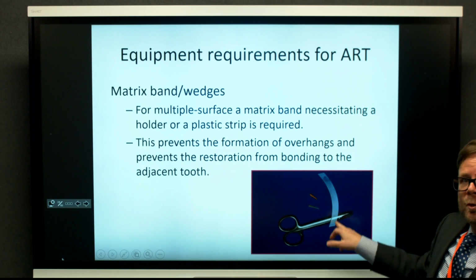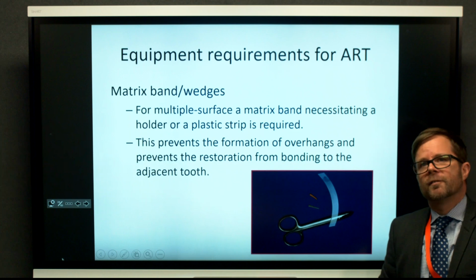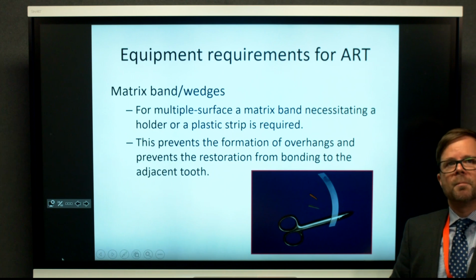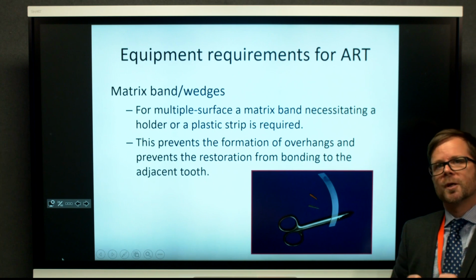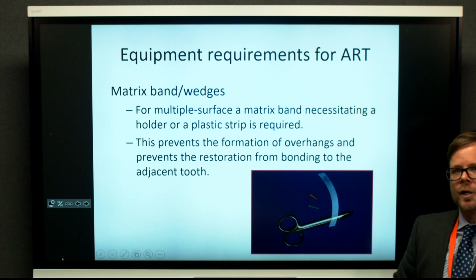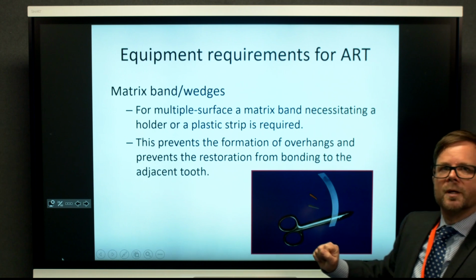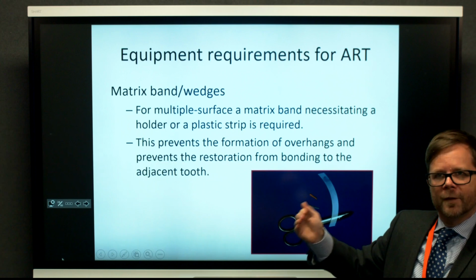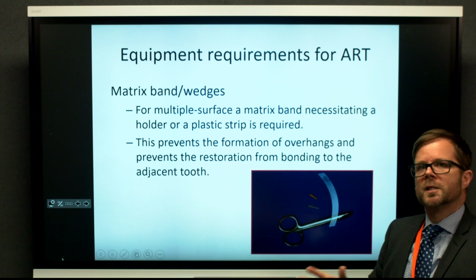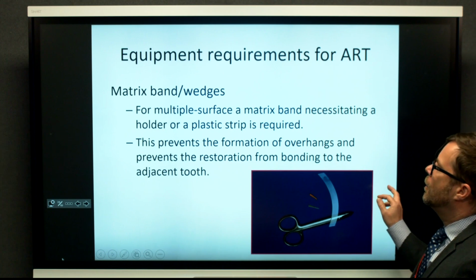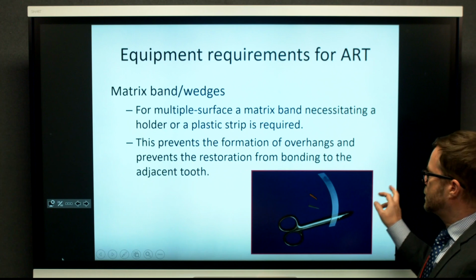Another piece of equipment you might use, depending on where the cavity is on the tooth, is matrix bands or wedges. We won't talk too much about that at this stage, but just be aware that this could be something you would require if the cavity is on a proximal, mesial or distal surface of the tooth rather than the occlusal.